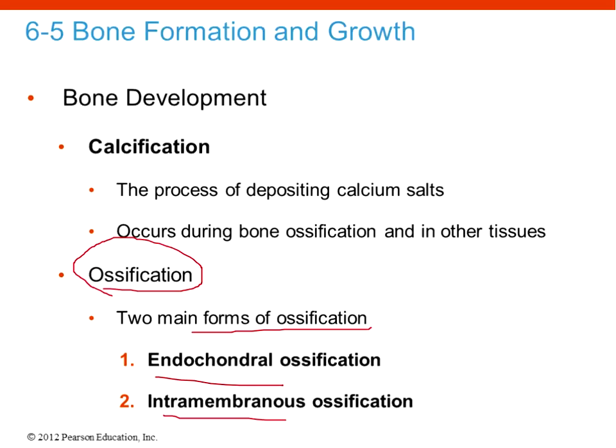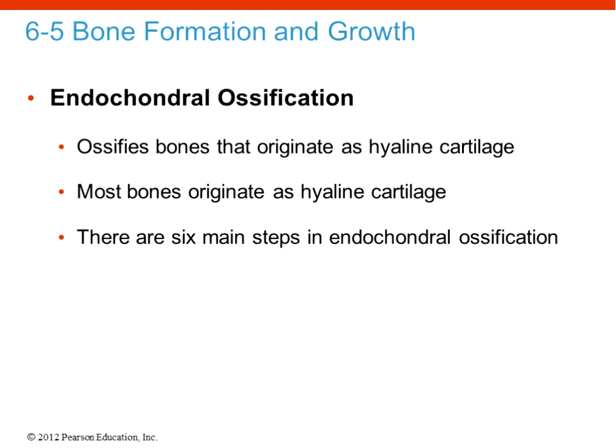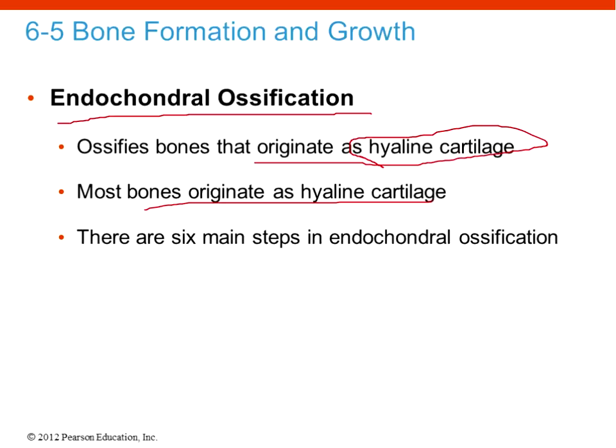In embryologic and fetal development, our bones don't start out as bones, right? They start out as connective tissue and then ultimately are converted into bone. And so what we want to do is look at each one of these processes so you have an understanding of how this works. Endochondral ossification is the first type of ossification.